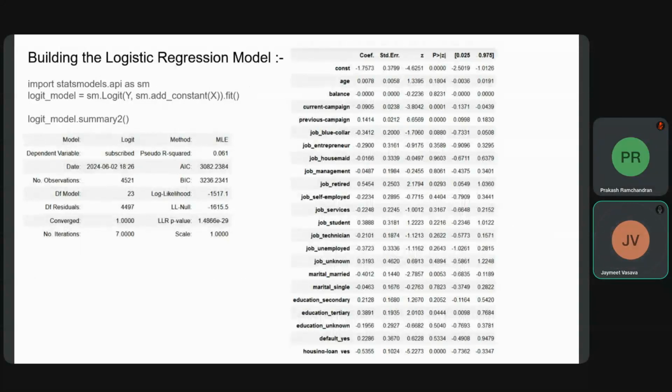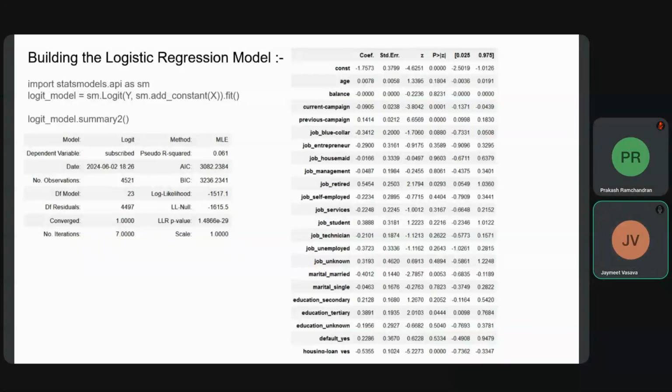So we build the model using the Logit method, and we also add the intercept value with sm.add_constant within the parameter itself, fit the model with the data, and these are the values that we get.